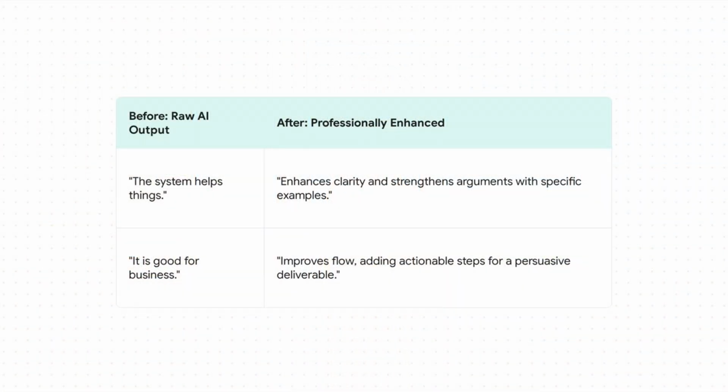So, what are some enhancement techniques? Replace generic examples with industry-specific scenarios that resonate with your audience. Strengthen weak arguments with additional supporting evidence or logical development. Improve transitions between ideas to create smooth and professional flow. Add specific action items, implementation guidance, and next steps to really help drive that value and take this from just an AI output to something that's actually being acted on in the world.